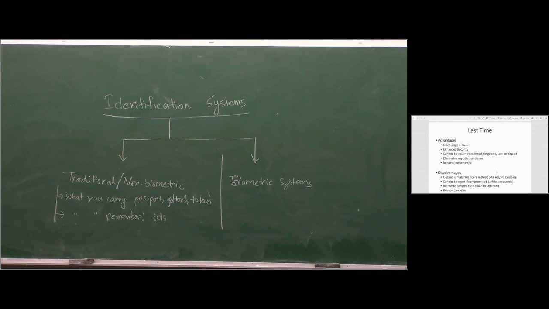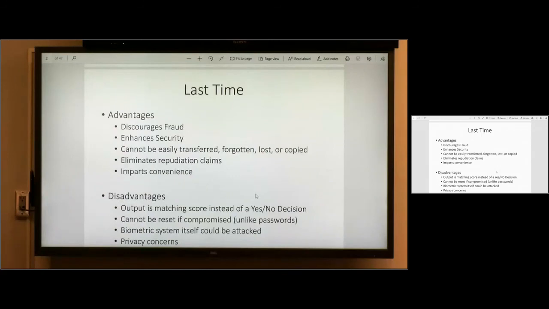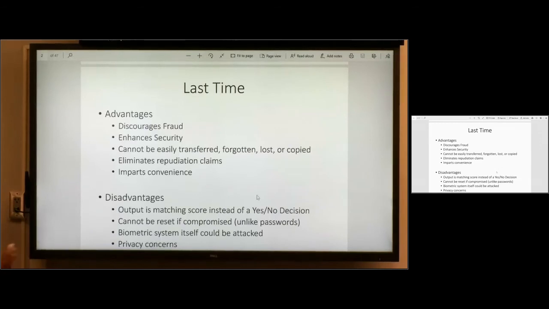So last time we talked about these two systems. Now again I just gave you a small recap of both systems. And if you compare the biometric systems with the non-biometric or traditional systems, these are the advantages you will see. The first one is that it discourages fraud. How does it discourage fraud? You see, this is something which is very difficult to steal or forge, right? Because nobody can just suddenly come up and steal my fingerprint or face properties. So it's very difficult to imitate somebody in terms of his biometric properties.